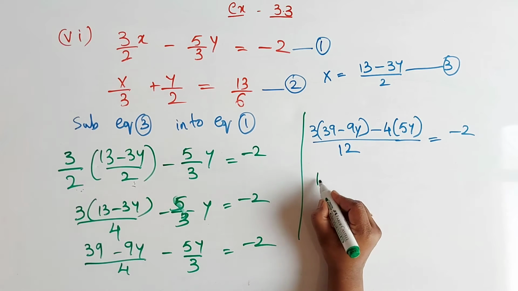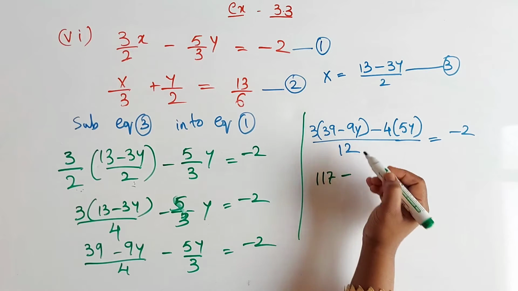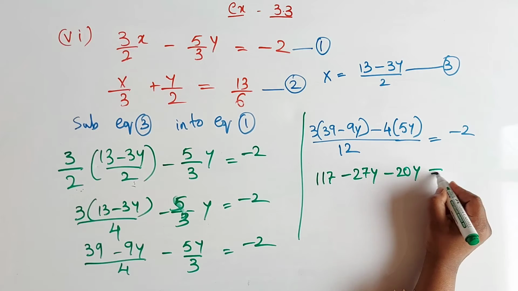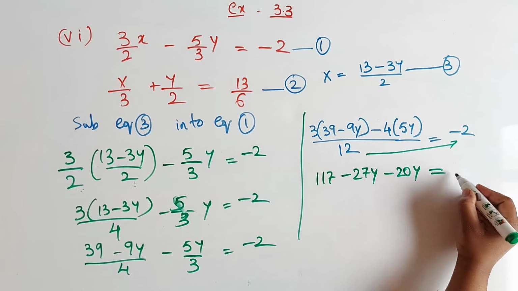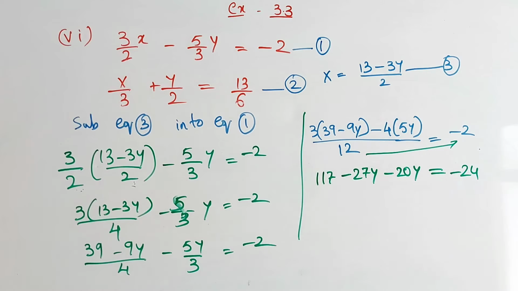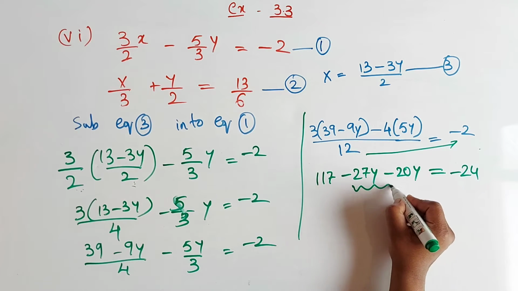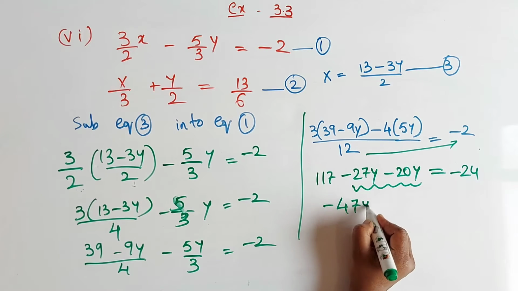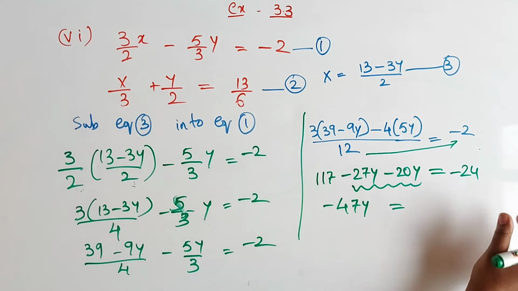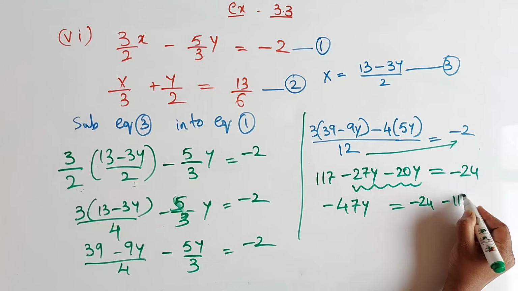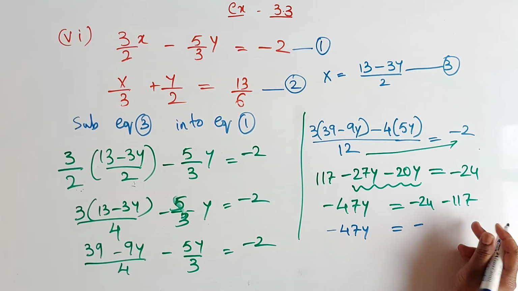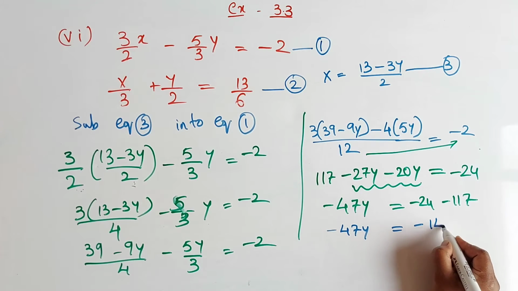3 into 39, that is 117, minus 3 9s are 27y, minus 4 5s are 20y, equal to, send this 12 to this side, children, minus 24. 12 into minus 2 is minus 24. Correct? Now take only the y portion: minus 27y minus 20y is minus 47y equal to, now send this one to the right hand side, minus 24 minus 117. Now minus 47y equal to minus 24 and minus 117, children, minus 141.